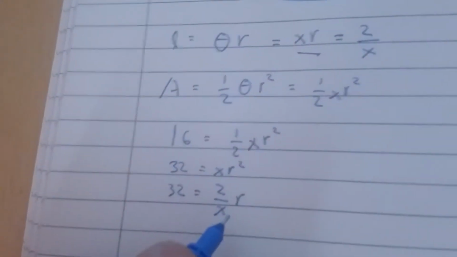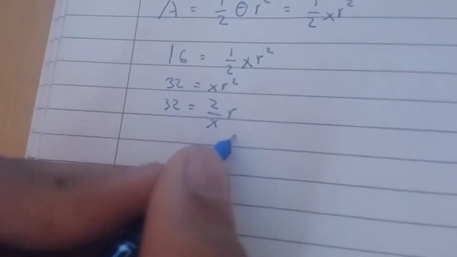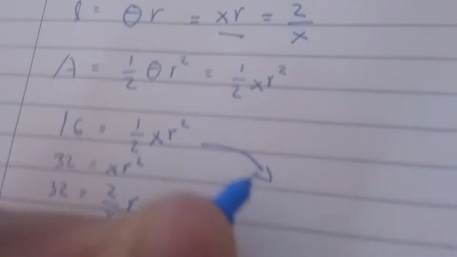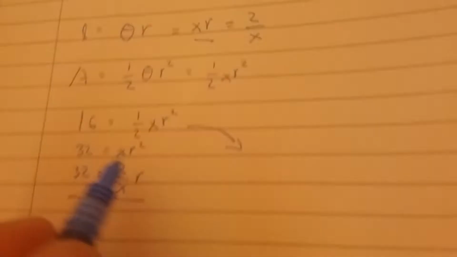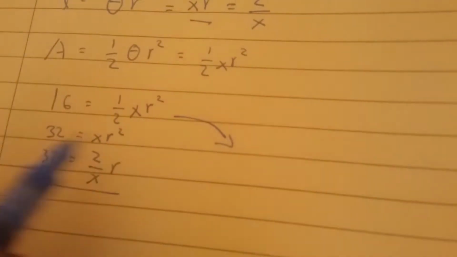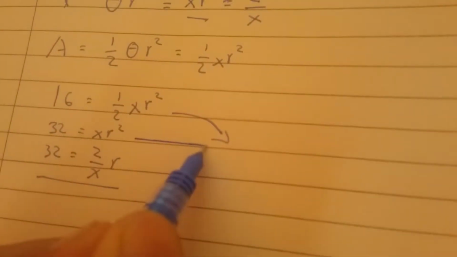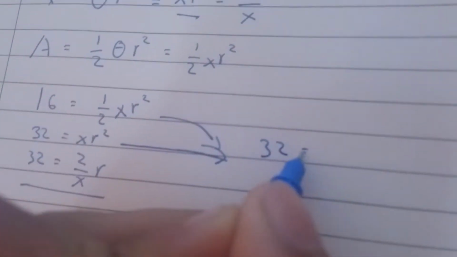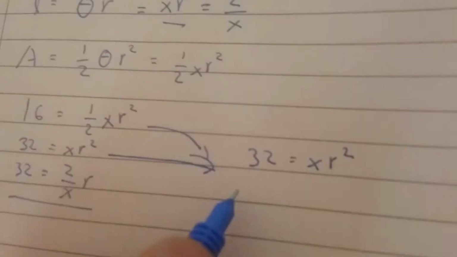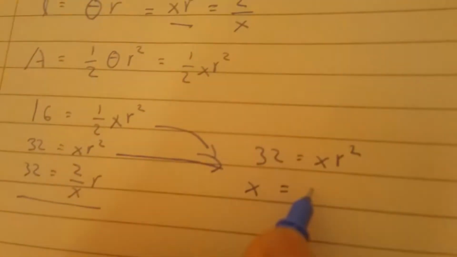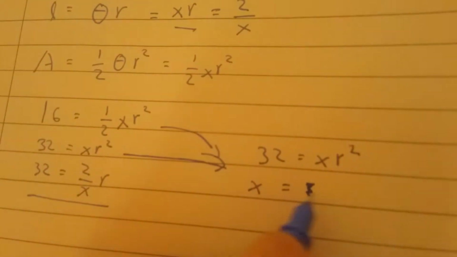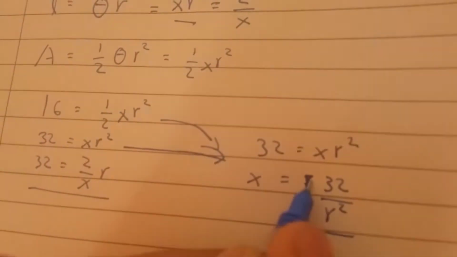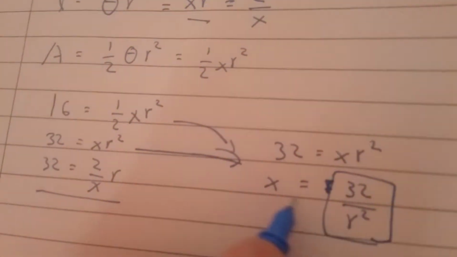And now let's just leave this for now. Let's get back to this equation, which is 16 is equal to half x r squared, which is actually 32 is equal to x r squared here. So 32 is equal to x r squared. So x is equal to 32 by r squared. So this is what we get for x.